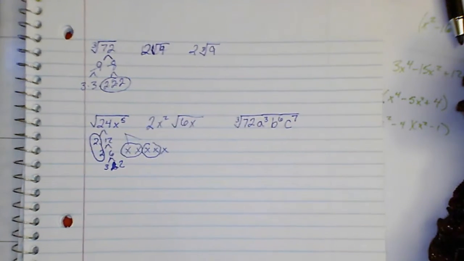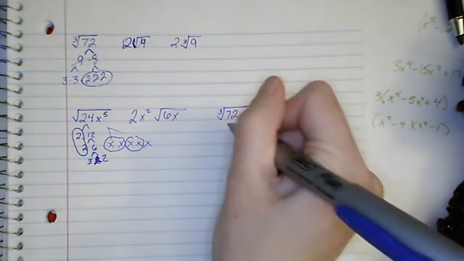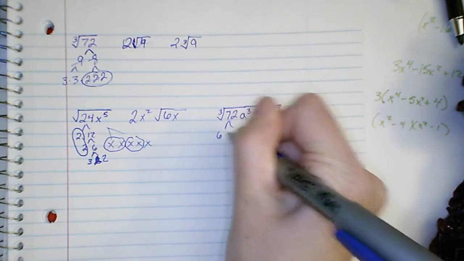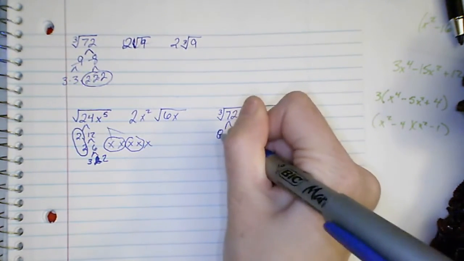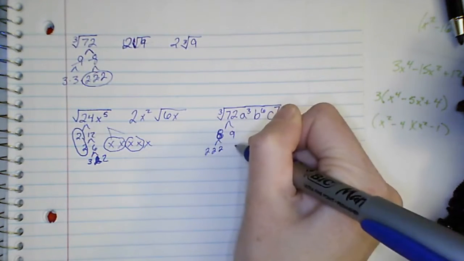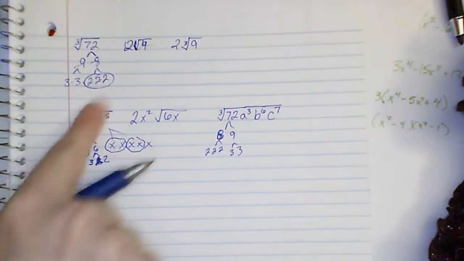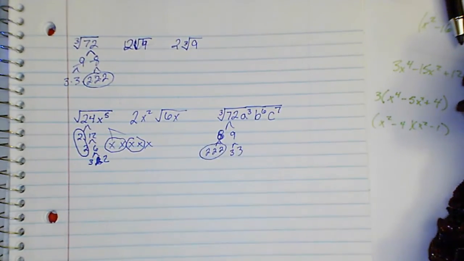Okay, so cubed root 72, a to the third, b to the sixth, c to the seventh. So first, let's work our number. So 72 is 8 and 9, excuse me, I'm sorry, 8 and 9, and then 8 is 2, 2 and 2, and 9 is 3 and 3, which we broke it up here, since it takes 3 to break 1 out of jail.